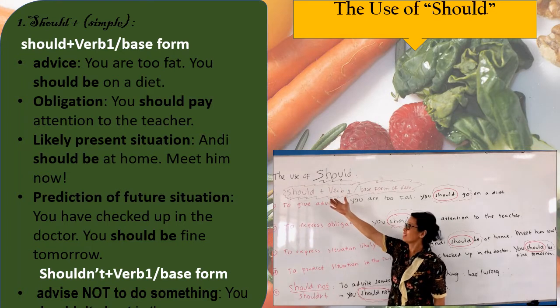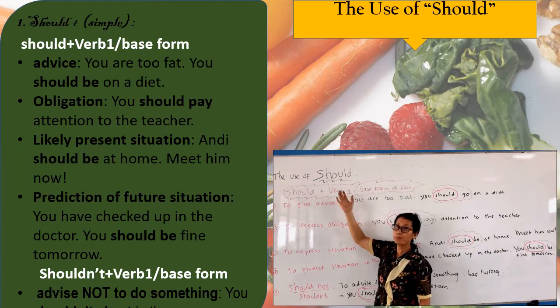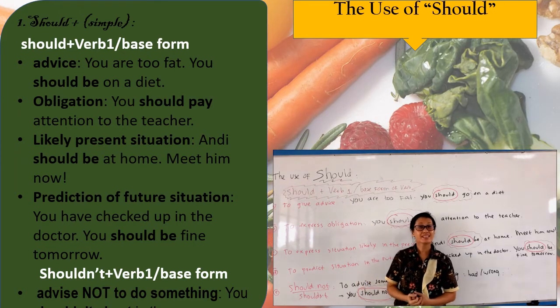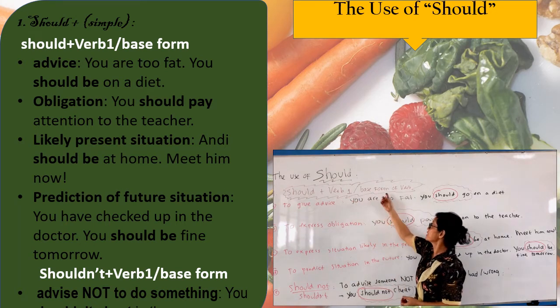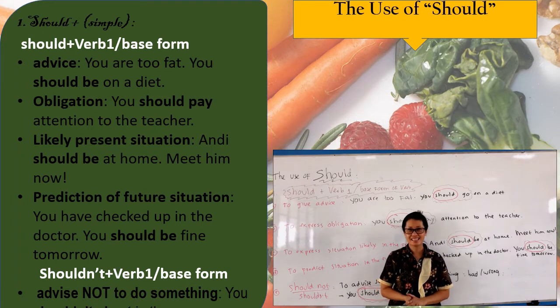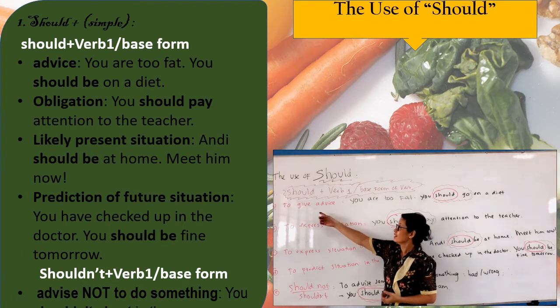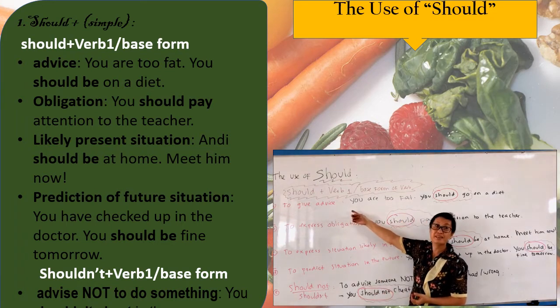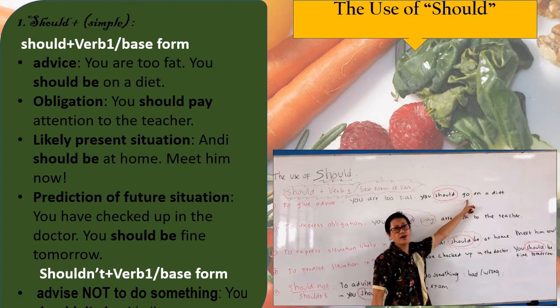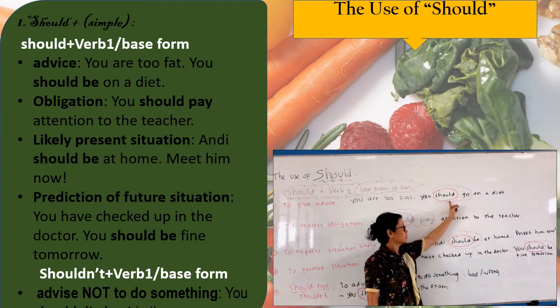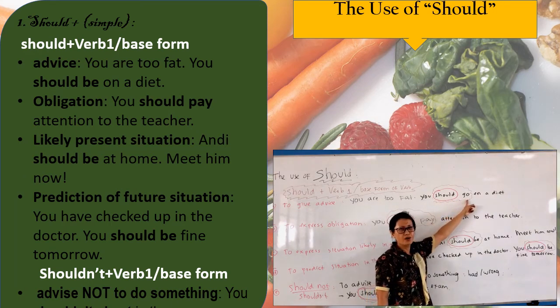Now let's learn about the use of should. There will be 3, and here is the first one. Should plus verb 1 or base form of verb, kata kerja dasar. Sometimes we say verb 1. And there are 4 functions. Let's see. The first one to give advice, memberi nasihat. Example, you are too fat. You should go on a diet. Kamu terlalu gendut, kamu seharusnya diet dong.